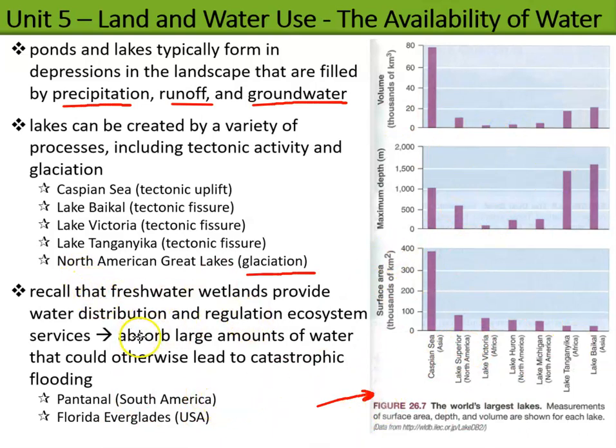If you remember, freshwater wetlands provide water distribution and regulation ecosystem services. Way back a few units ago, in unit 1 or 2, we talked about biomes, and when we talked about wetlands, they are really, really good at distributing and regulating fresh water. They do this because they're like sponges. They can absorb huge amounts of water that could otherwise lead to catastrophic flooding. The largest wetland in the world is the Pantanal in South America, and the second largest is actually in the United States: the Florida Everglades.